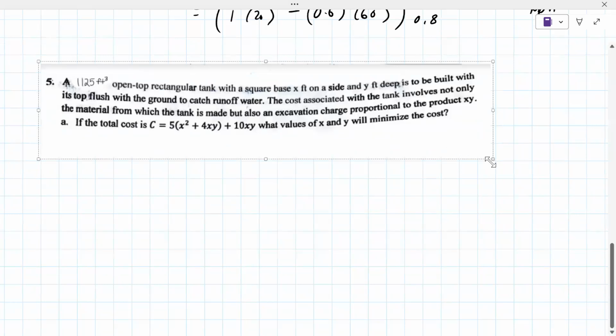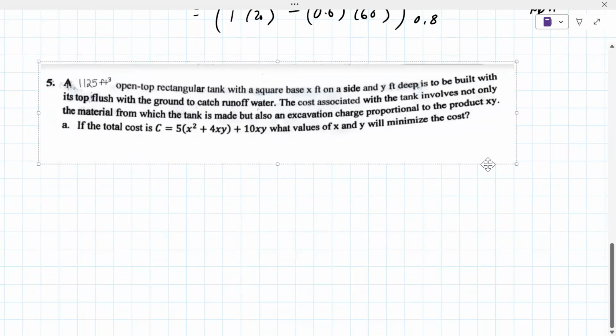An open top rectangular tank with square base x on a side and y feet deep is to be built with the top flush with the ground to catch runoff water. Excavation charge proportional to product xy. Okay. If the cost is given, what values of x will minimize the cost?